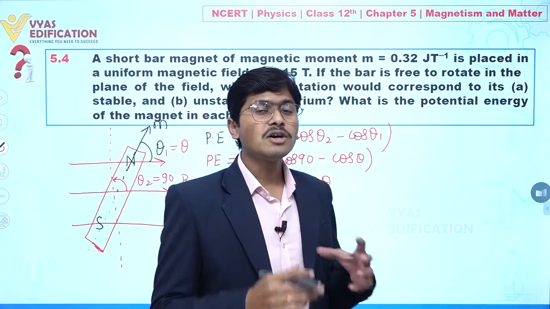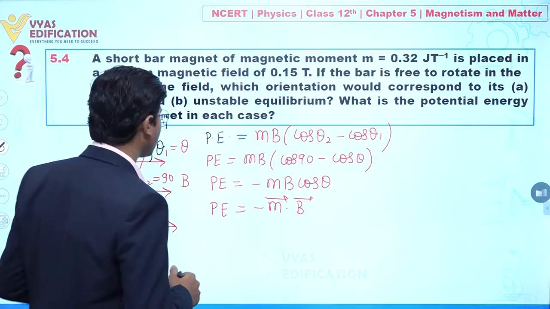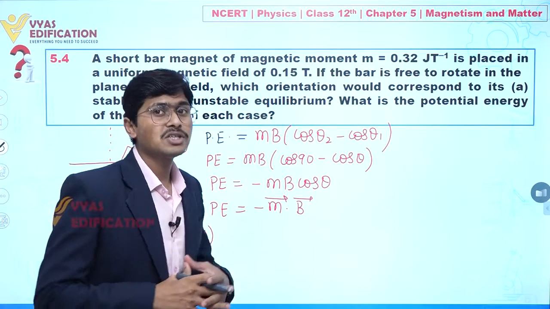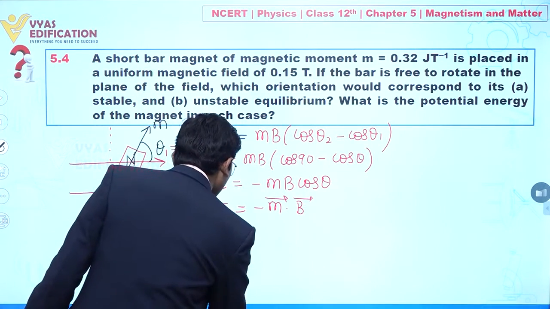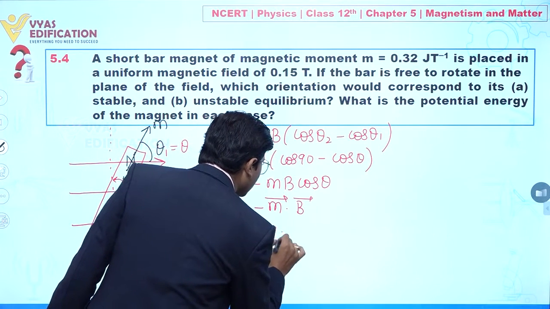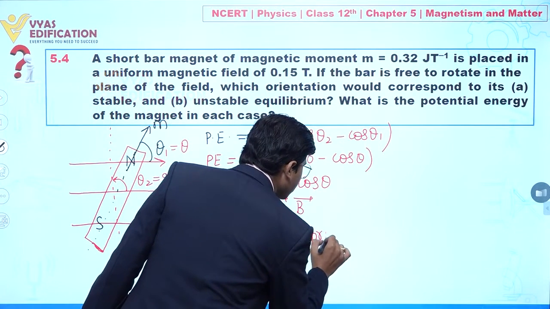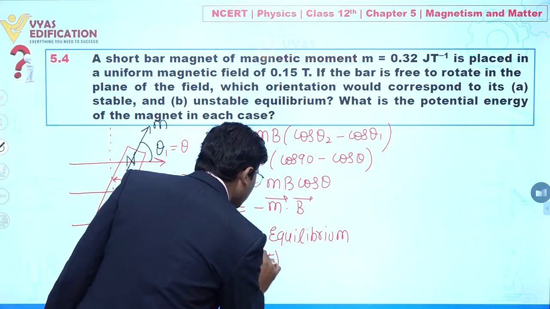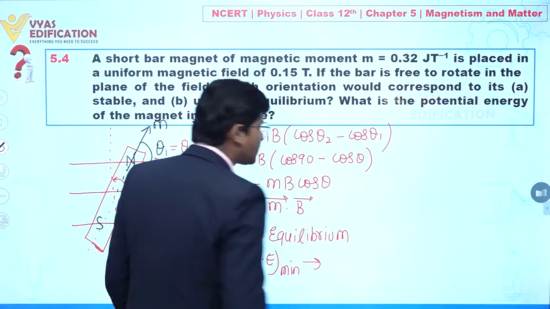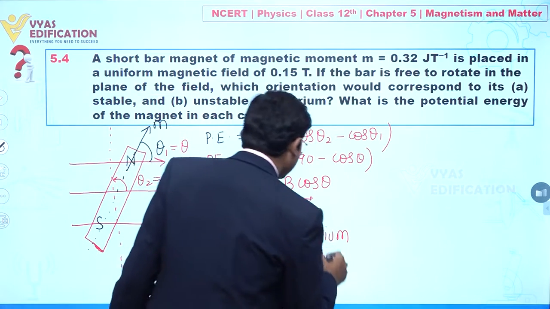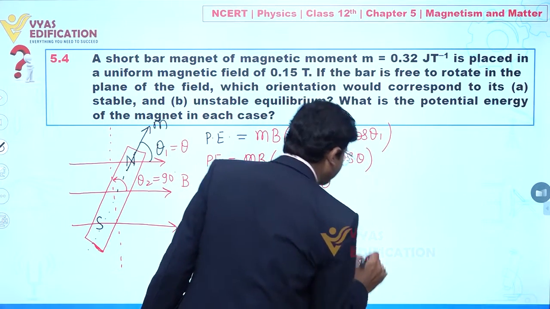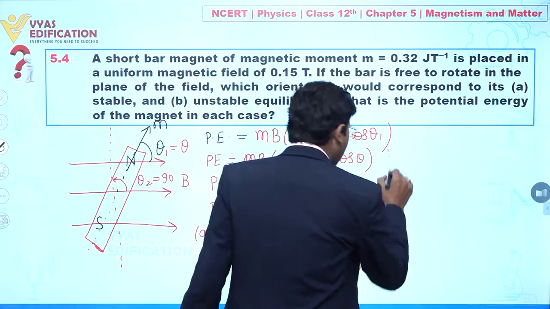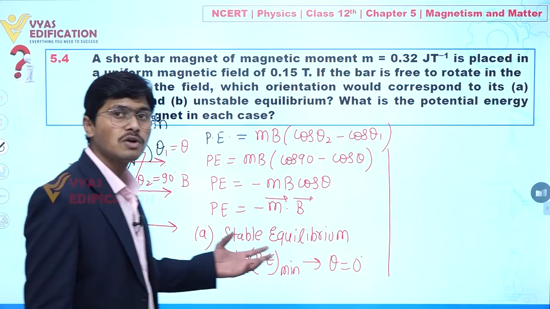Now I talk about stable equilibrium, part number A. For stable equilibrium, the potential energy should be minimum. So the expression of potential energy should be minimum, and this is possible only when theta equals 0. When theta equals 0, how can we draw the diagram or position of stable equilibrium?